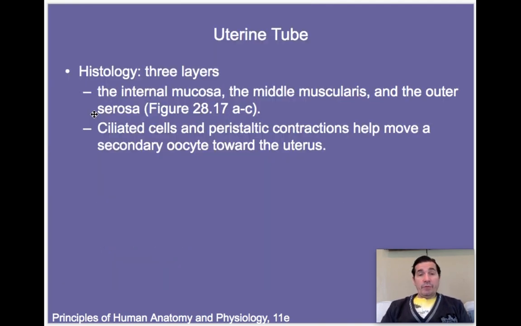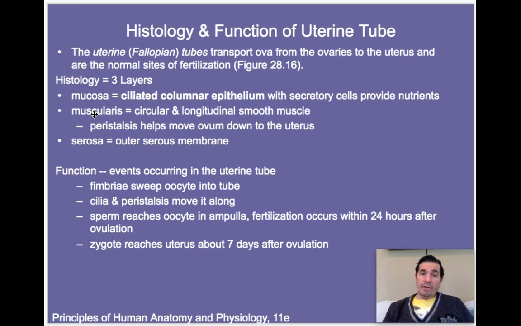The uterine tube or the fallopian tube also has cilia, and that will help to move the secondary oocyte towards the uterus. It's usually in the upper regions of the fallopian tube where fertilization actually occurs. So, do I want you to worry about all the layers? No. But what I want you to realize is that the fimbriae are important for sweeping the oocyte into the tube, and that the cilia and also peristalsis play a role in migrating the oocyte towards the uterus.